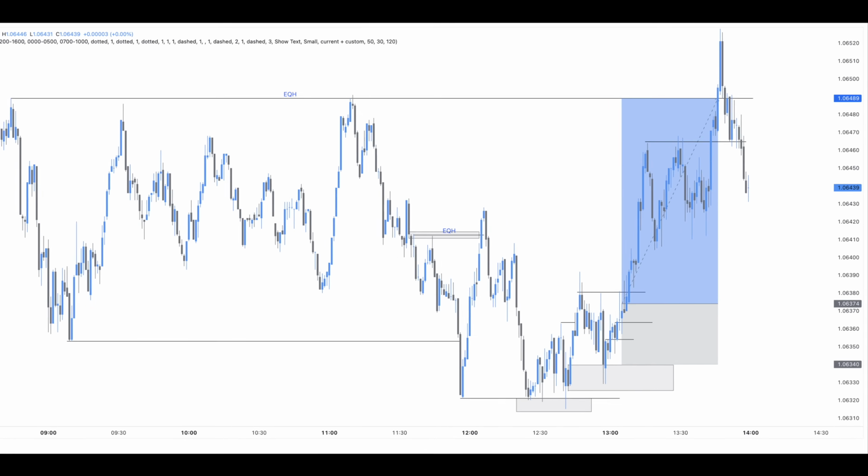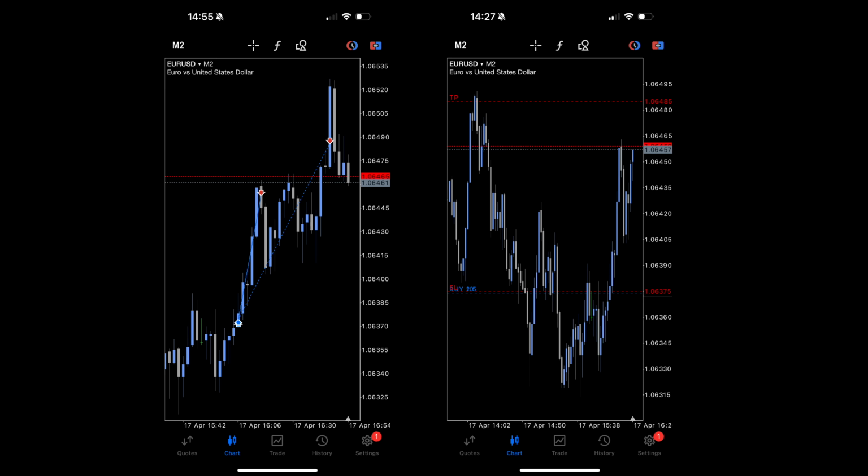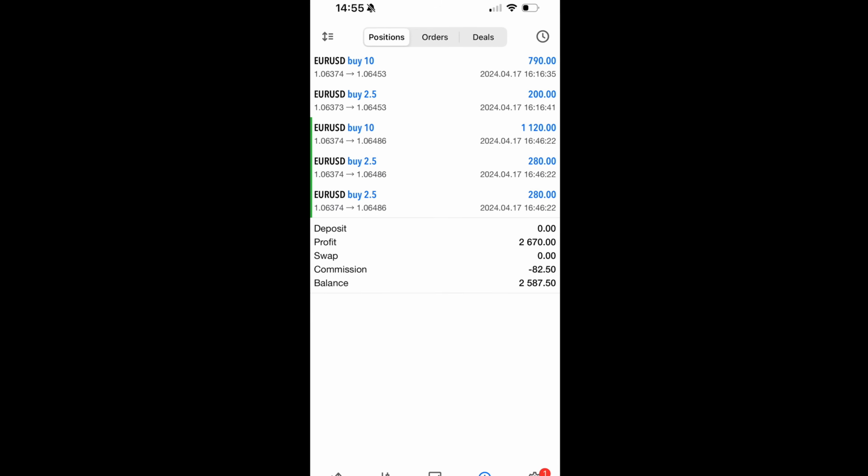So here's the position when it was finalized. And here's that exact same position in my MetaTrader account. And here's the profits that I made from that position.